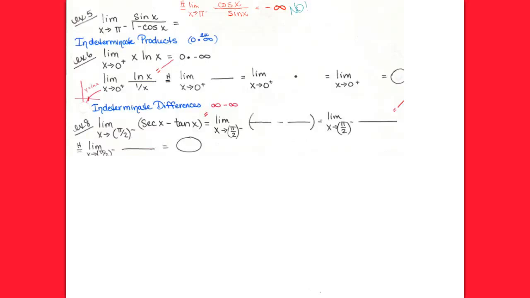I do not have the right to do L'Hopital's if it is not 0 over 0 or an infinity over an infinity. It will literally give me the wrong answer if I use L'Hopital's when I'm not supposed to. And that's what they cautioned me about in example 5.